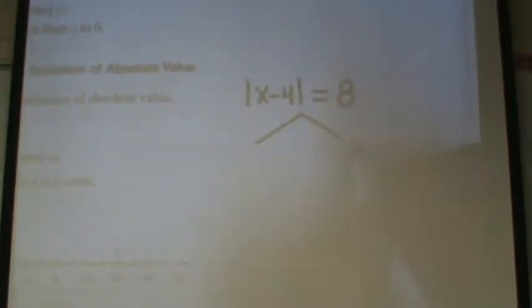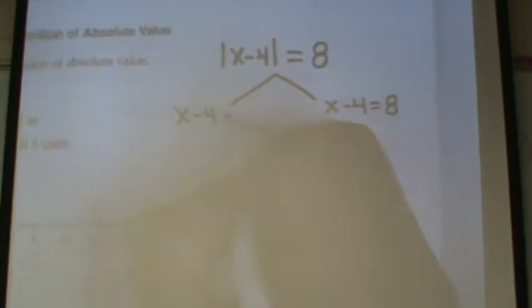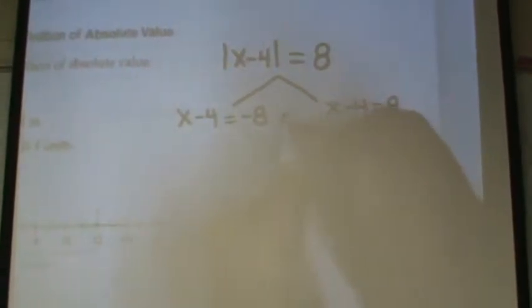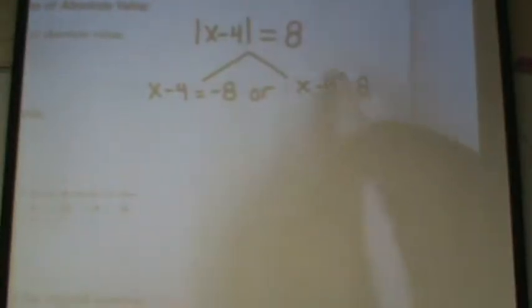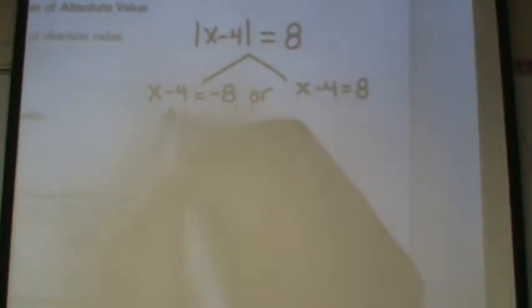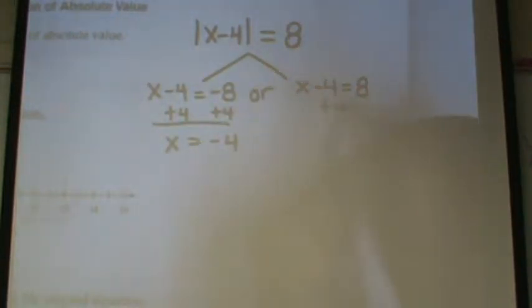Isn't it x minus 4 equals 8, and you do x minus 4 equals negative 8? Yeah, exactly. You do both of these problems, the positive 8 and the negative 8. Now you're going to add 4 to both sides, and you're going to get x is 12 on this side and x is negative 4 on the other.